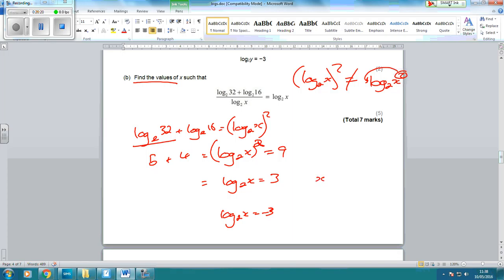So we've got 2 to the power of 3 equals x, and this is going to be 2 to the power of minus 3. So it's going to be 8, and it's going to be 1/8, because as we've said before, it's this thing to the power of this thing equals this thing. So we've got our two answers.